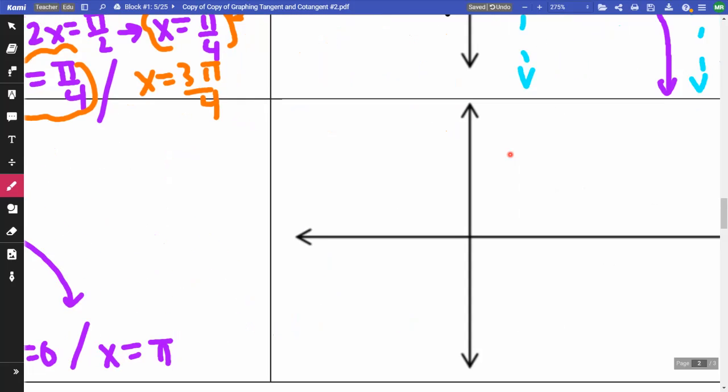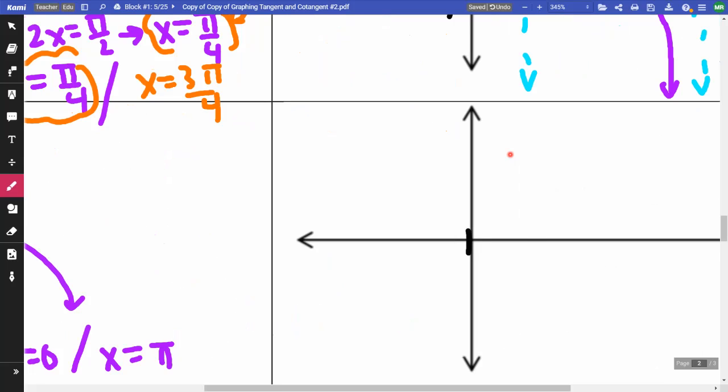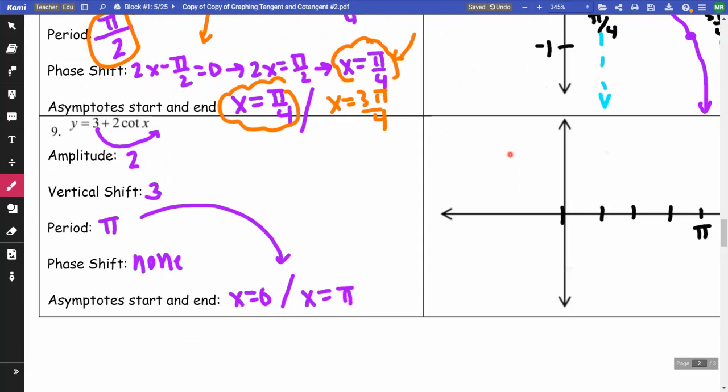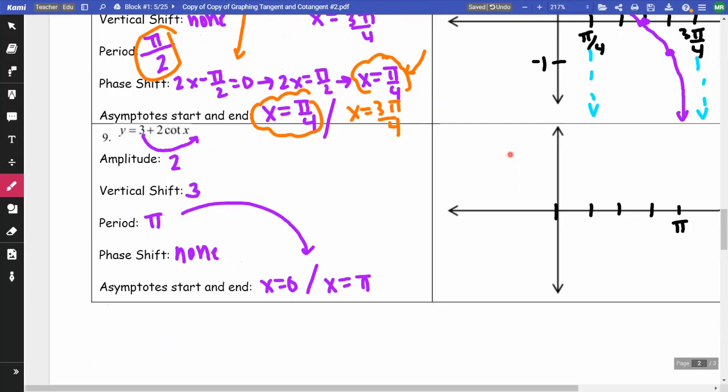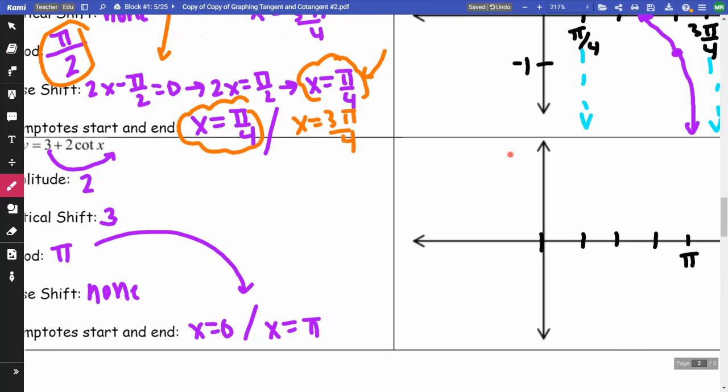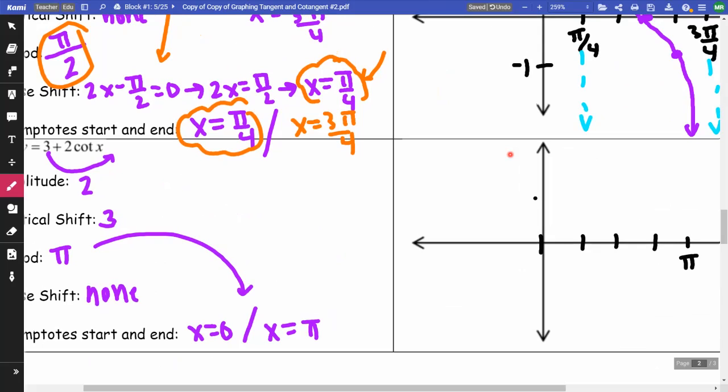Okay, so I'm going to go from 0 to pi. I'm just going to move this for a second. So 0, 1, 2, 3, 4, 5 pi. And I am going to be starting at a height of 3 and going 2 above that. So I'm going to start at a height of 3. I'm going to go 2 above that, which is 5, and 2 below that, which is 1. We have an asymptote at x equals 0. We have an asymptote at x equal pi.